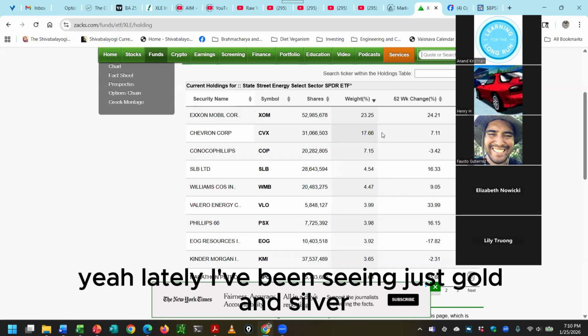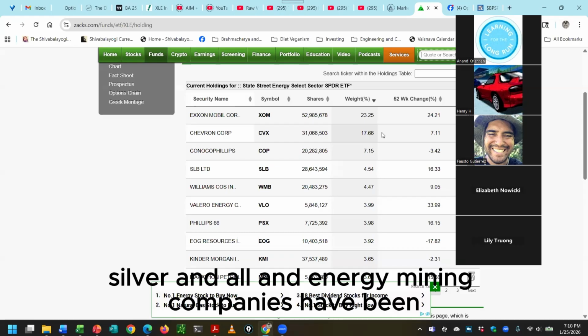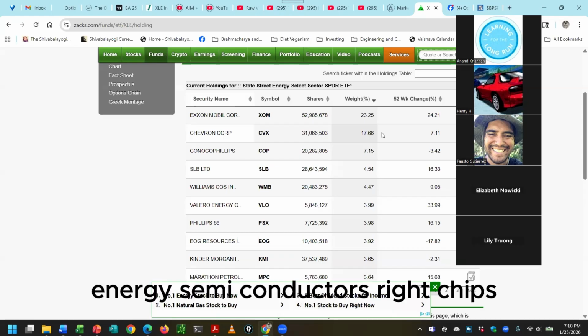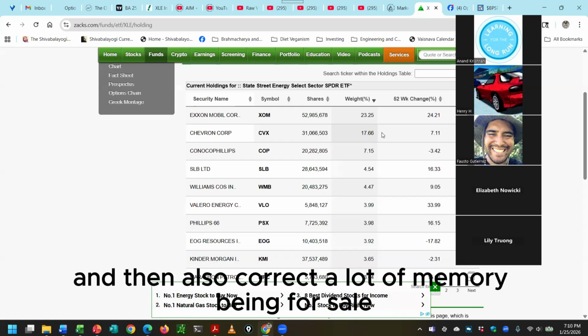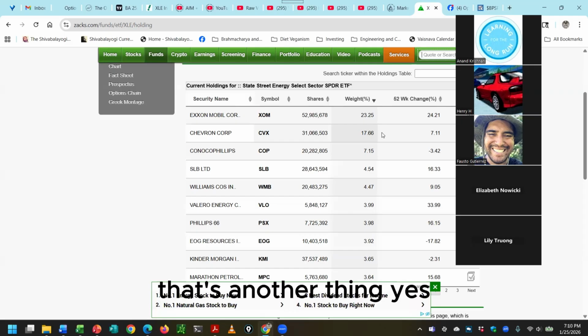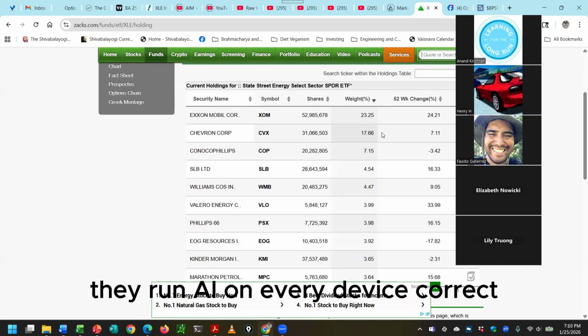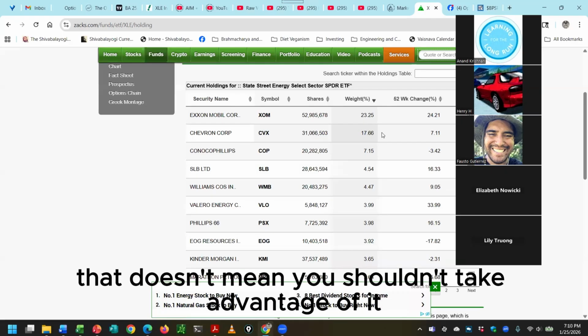Lately I've been seeing just gold, silver, and energy, all the mineral mining companies. Yes, energy, semiconductors, chips, AMD, Intel. They have a lot of chips to sell, and also a lot of memory for sale. I heard that the data centers are buying up all the memory, because they run AI on every device. Correct. So, this is a reflection of the current environment, but that doesn't mean you shouldn't take advantage of it.